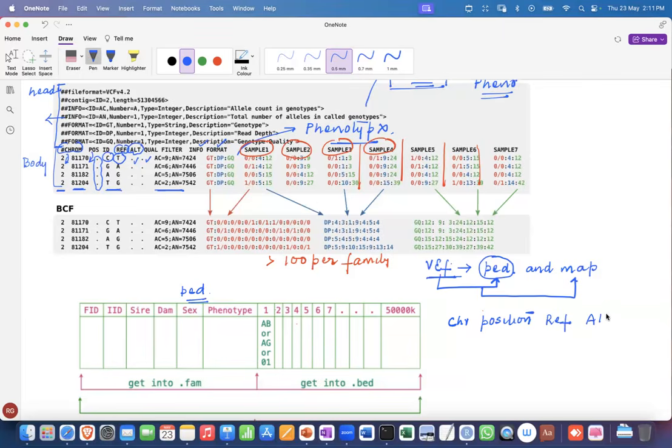And what else do you have in your map file? You also have your genetic distance. That is generally not available for our studies. That's possible only for plants, right? So you have all these columns, and this is a separate file along with the PED file. When you convert your VCF file, you'll get a PED and a map. PED consists of these columns and the map consists of this. These two together constitute one single file that can go into your analysis for GWAS.